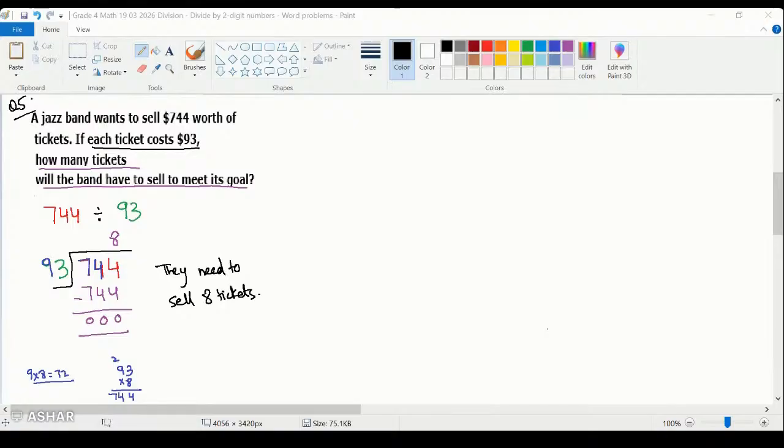See, what we did was we looked at the numbers and we tried to find the closest number, because 9 times 8 was 72. That is, 72 is very near to 74, right? So we tried multiplying the complete number, 93 times 8, and we get the same answer, 744.